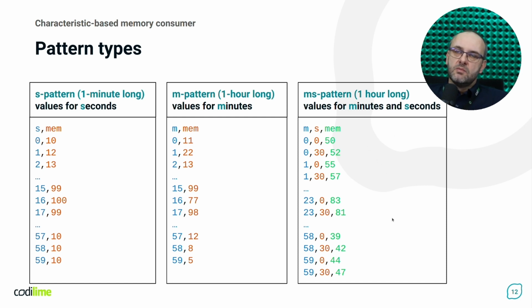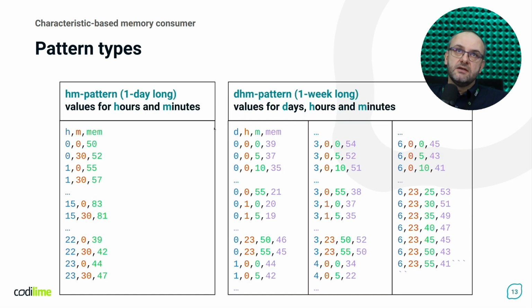If we need more granularity, we could also express the values for minutes and particular seconds. And also, we could create longer patterns. For instance, a 1 day long pattern. We could create the file which contains the columns H and M when we are expressing the values for hours and minutes, and also a 1 week long pattern where we are defining the values for particular days in the week, hours and minutes.